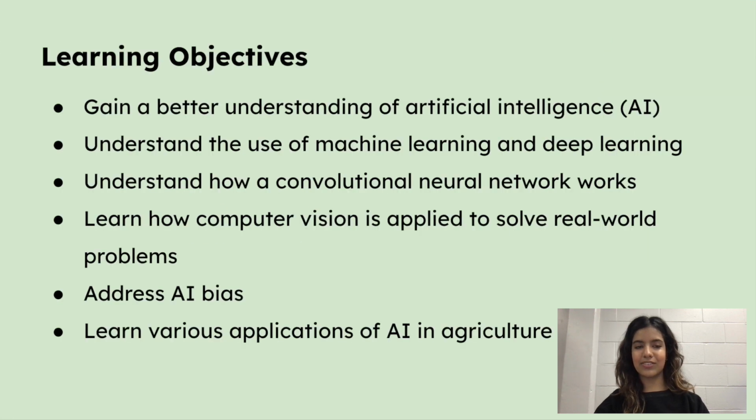The learning objectives of this module include gaining a better understanding of artificial intelligence, understanding the use of machine learning and deep learning, understanding how a convolutional neural network works, learning how computer vision is applied to solve real-world problems, addressing AI bias, and learning various applications of AI specifically in agriculture.